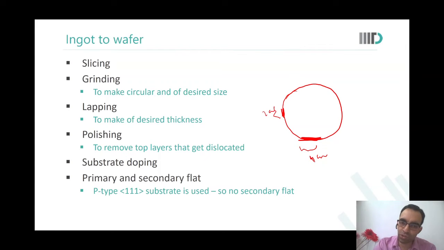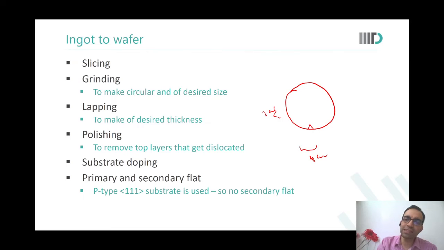I don't know the exact numbers. You can find out on the internet if you are interested. But in an N-type wafer, you will have 2 flats. In a P-type wafer, you have 1 flat. In advanced technologies, or today, you do not even talk of flat. You talk of what is called a notch. And that notch defines that this is the notch.